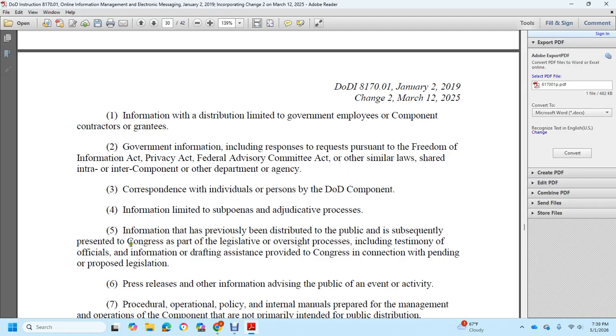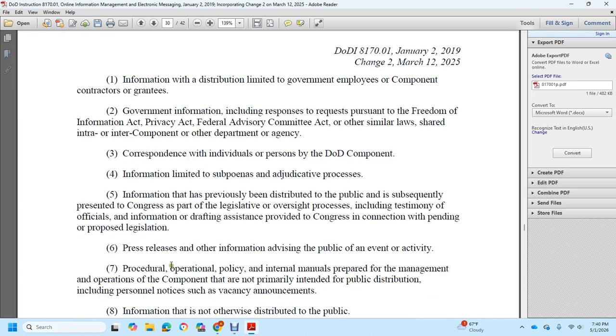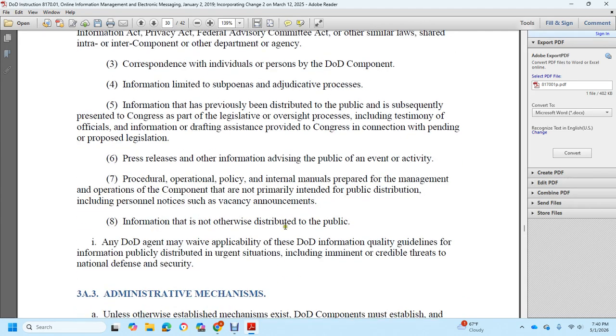Also excluded is information that has previously been distributed to the public and subsequently presented to Congress in the legislative oversight process, including official testimony; drafting assistance provided to Congress in connection with pending and proposed legislation; press releases and other information advising the public of events and activities; procedural, operational and policy internal manuals prepared for the management of operations and not properly intended for public distribution, including personal notes such as vacancy announcements. Information is not otherwise distributed in public.